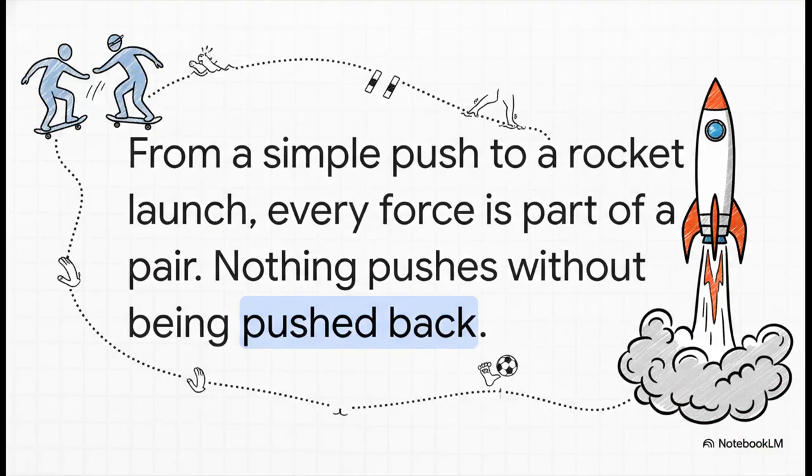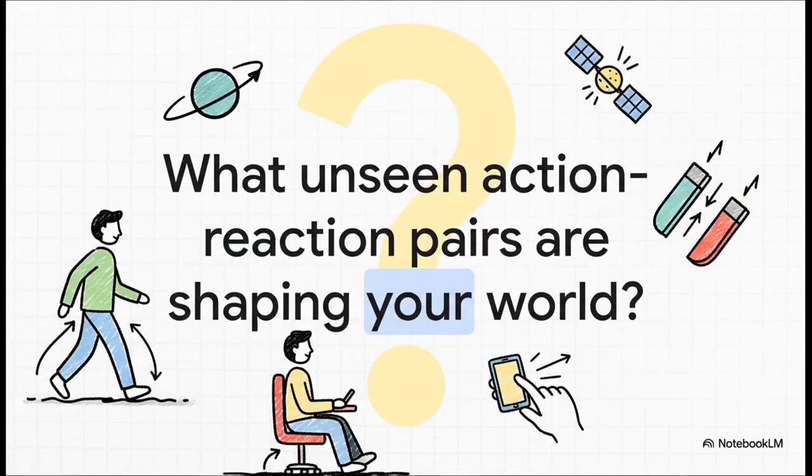So if there's one thing to remember from all this, it's this. From that simple push on a skateboard we started with, all the way to the roar of a rocket engine, every single force is just one half of a pair. Nothing pushes without getting pushed back. It is a constant, invisible dance happening everywhere all at once. And that kind of leaves us with one last thought. Just look around you for a second, right now. As you're sitting in your chair, as your feet press against the floor, as you're holding your phone, what unseen action-reaction pairs are shaping your world in this very moment?